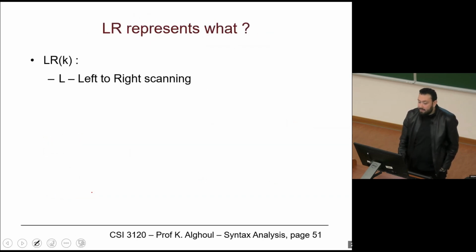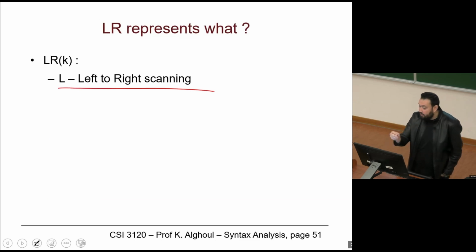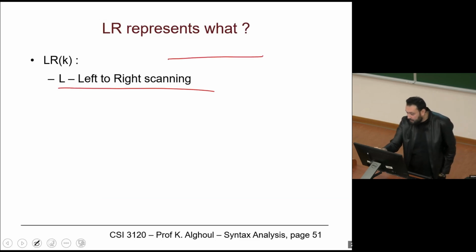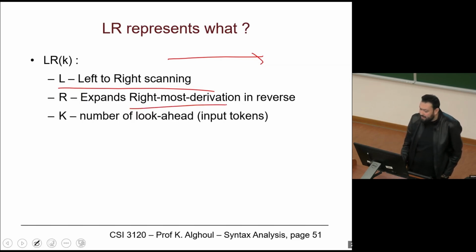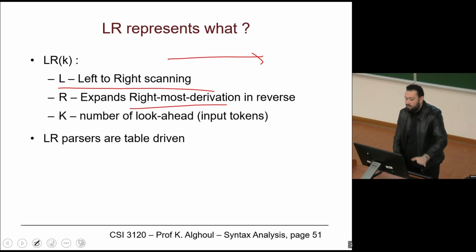LR represents what? Again, as I said, left to right scanning. So we scan from left to right all the time, but how do we expand? From the rightmost derivation in reverse. And the K number is how many tokens I can use. So you'll have LR0, LR1, all of these things.